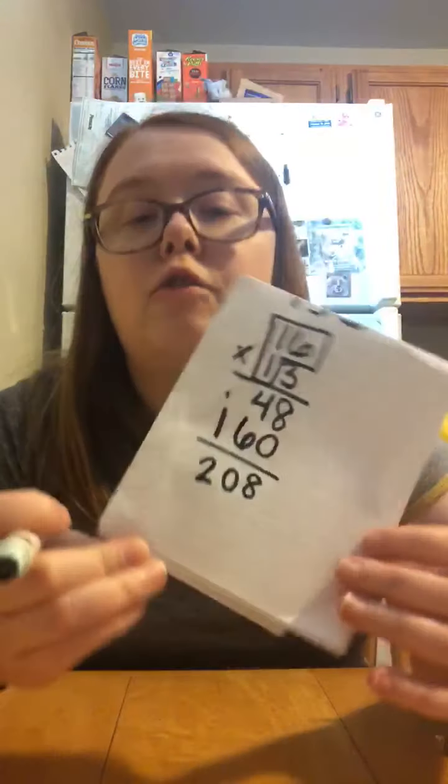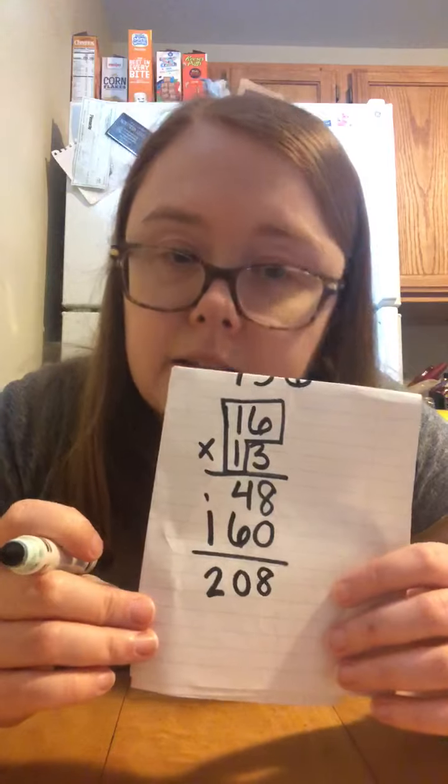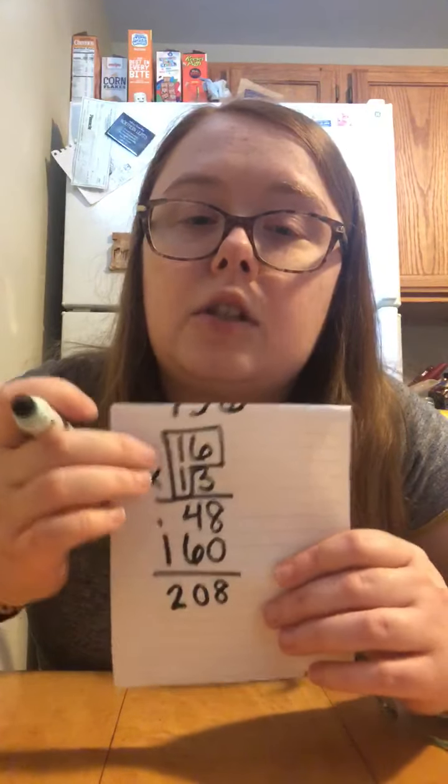So I have 8 plus 0, which gives me 8, 4 plus 6, which gives me 10, 1 plus 1, which gives me 2, and I have 208 as my answer. So 16 times 13 gives us 208.